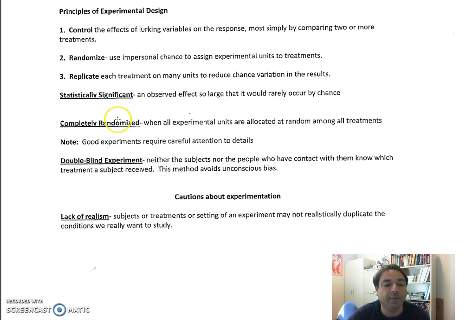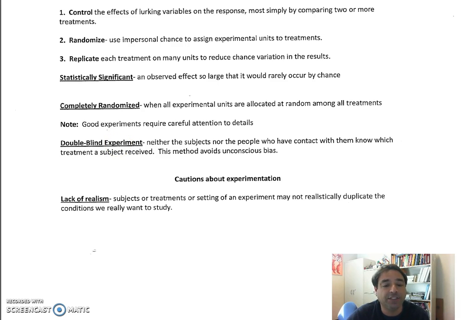Something's going on. We want to make sure it's completely randomized. Good experiments require careful attention to details. And we'd like our experiments to be double-blind. That means the person administering, let's say the pill in this case, and the person receiving, neither one knows what they're getting. We don't want to tip off, like, ooh, how are you feeling? You're getting the fake one, or you're getting the real one. The researchers know what's going on, but double-blind would be an example of the person giving and the person receiving, neither one knowing what's the placebo, what's the real one.